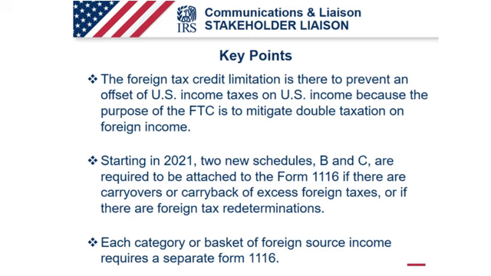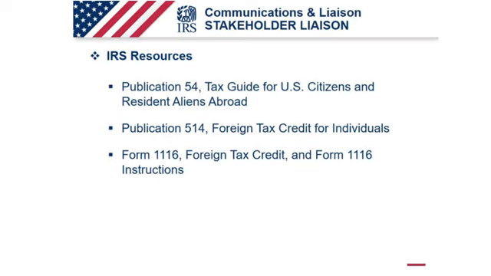And then the next thing I would say is starting in 2021, there are two new schedules, B and C, which are now required to be attached to the Form 1116 if there are any carryovers or carrybacks of excess foreign taxes or if there are any foreign tax redeterminations. And then finally, each category or basket of foreign source income requires a separate Form 1116, which means also that the foreign tax credit limitation is computed separately and applies separately to each income category.